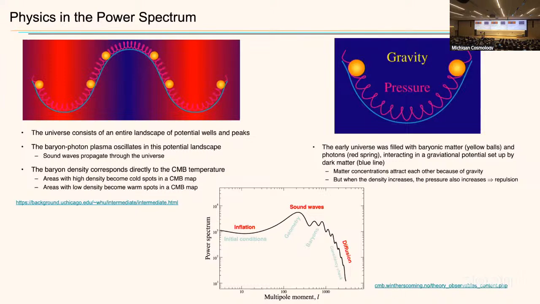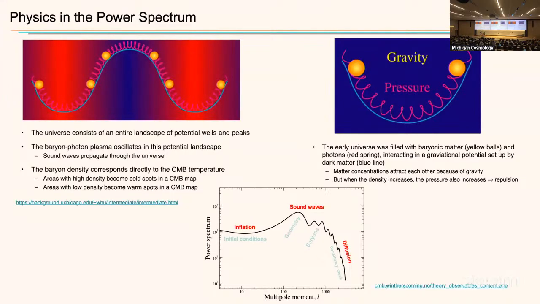So when we're looking at the power spectrum, we're encoding the physics of the early universe that you can think of as a landscape of these potential wells and peaks and troughs with baryonic matter acting kind of like the ball and spring system here, where springs represent pressure, and the system is interacting inside of this gravitational potential well. This is dictated by dark matter. It's kind of indicated by this blue line. And in these gravitational wells, you have a baryon photon plasma that's oscillating and producing sound waves that then propagate through the universe, giving us these baryon acoustic fluctuations that are encoded in the rippliness of this power spectrum.